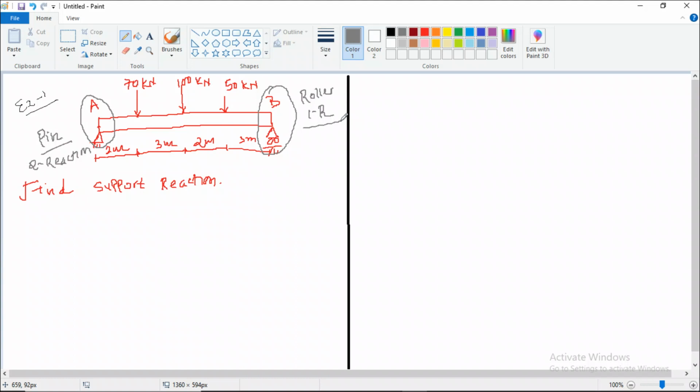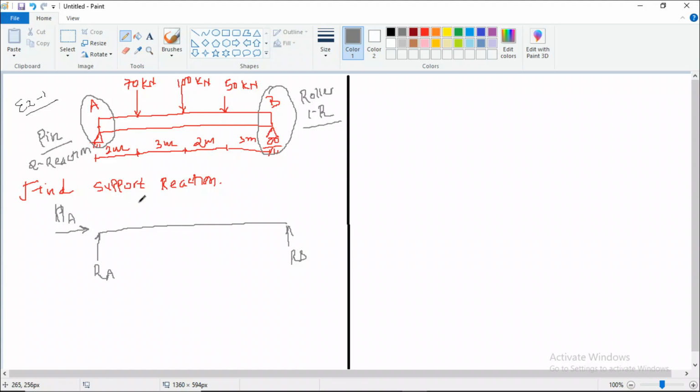So what are those two reactions possible at point A? Let us draw here. First one possible is RA, that is vertical reaction. Second one possible is HA, that is horizontal reaction. And at the roller support we also know that there is only one perpendicular reaction possible. So let us denote that as RB. So these are the three unknown forces that we are supposed to find.